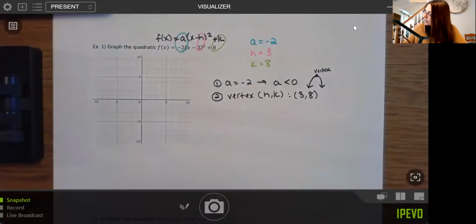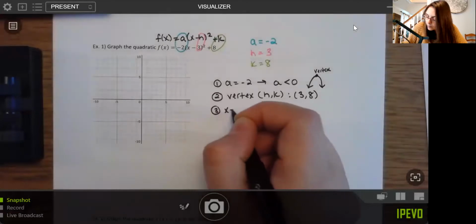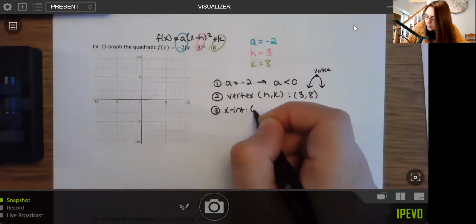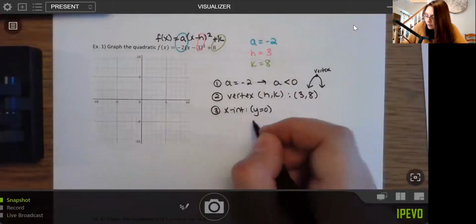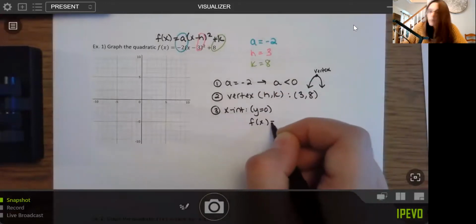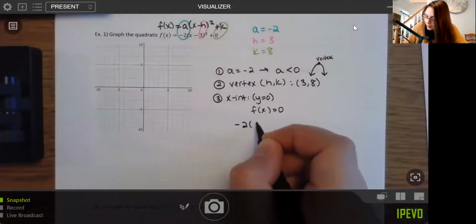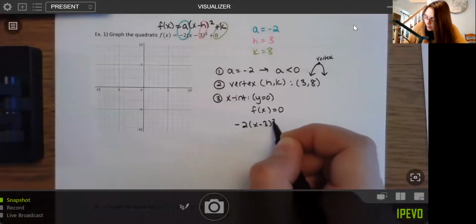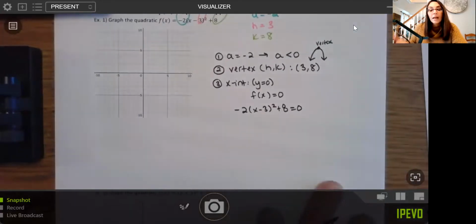Now, the next thing they want us to find would be any x or y-intercepts. So let's do our x-intercepts first. For your x-intercepts, you let the y value be 0. So here, what you do is you set your function equal to 0. That would be the same idea. So I look at -2(x - 3)² + 8 = 0. Now, this is a pretty complex function, but we can go through this and solve.